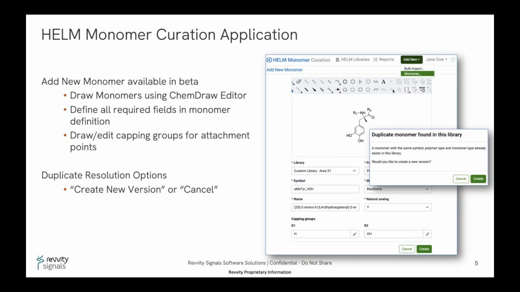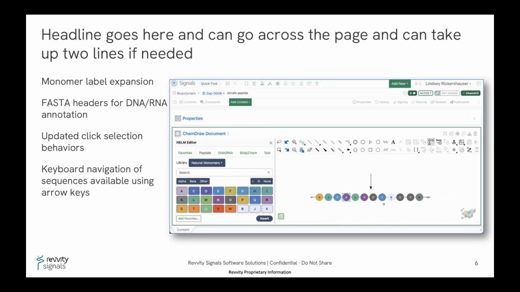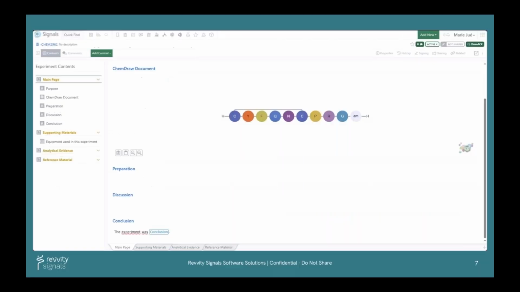Helm is absolutely fascinating, and we've been continuously improving it over the course of this year. For example, there's been some monomer label expansion. As a molecular biologist, I absolutely love those FASTA headers for our DNA RNA annotation. And we've improved a lot of the click selection behavior and those keyboard navigation tools, so you can use the arrow keys just to make it a little easier to use, because navigating through it can be kind of a pain if you're really unfamiliar. So let's pass it over to Marie so she can show us this really awesome tool.